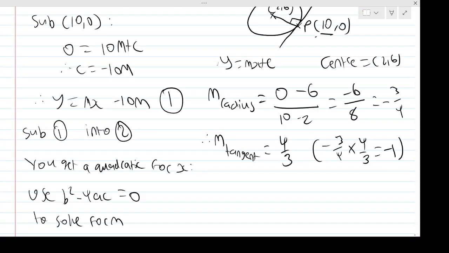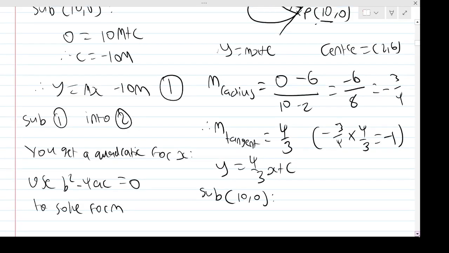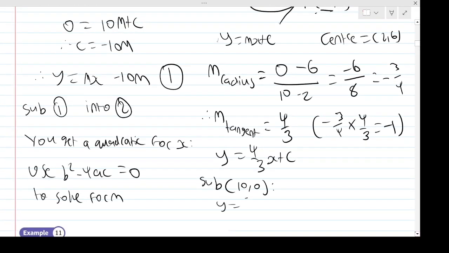Anyway, therefore, I can then start to fill in my equation of the line. The tangent should then be y equals 4/3 x plus c, which is my gradient. But then I need a point to substitute in to find that c. But I know a point on the tangent, which is again P. So then I can sub (10, 0) into my line, so y is 0, then it'd be 0 equals 4/3 of 10 plus c.